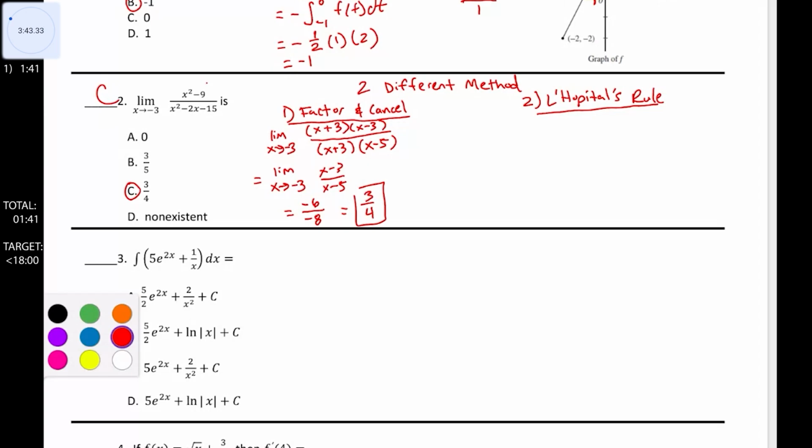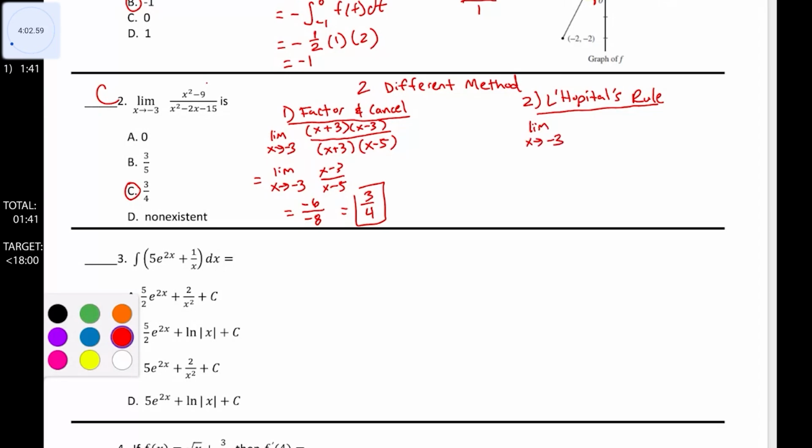Now, L'Hopital's rule, again, can only be used if the limit of the numerator divided by the limit of the denominator is indeterminate, which in this case it would be. And so the way this works is you can find the derivative of both the numerator and the denominator separately and then try direct substitution.